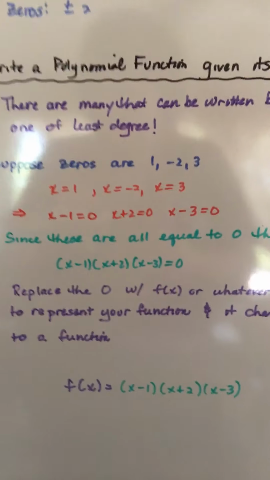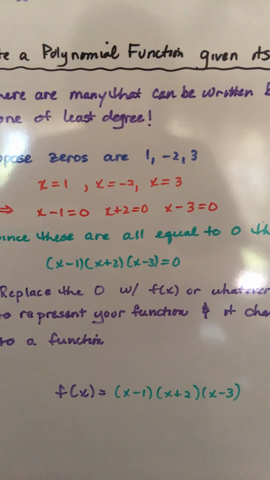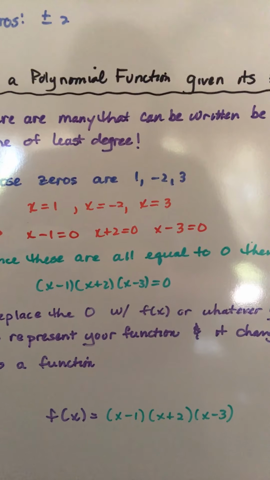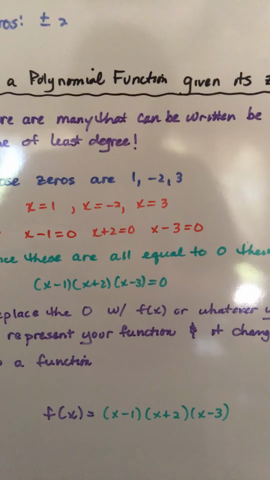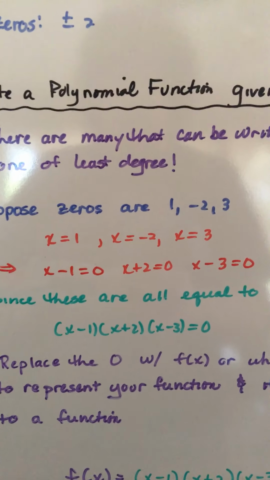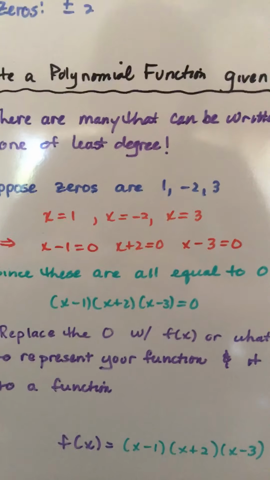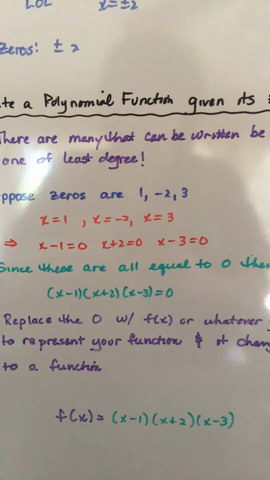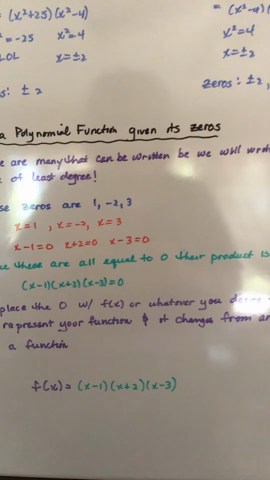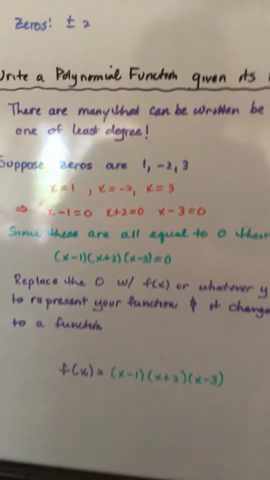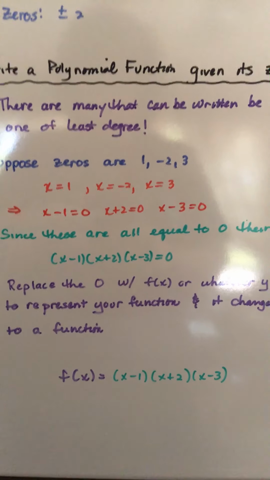And we always do this of least degree unless we're told otherwise. So when I know my zeros are 1, -2, and 3, that means x was 1, x was -2, and x was 3. Undo this step and make it look like a factor. So I do the additive inverse. x minus 1 is 0, x plus 2 is 0, x minus 3 equals 0. Now, since these are all equal to 0, their product will also be equal to 0. So I go ahead and I multiply, and now I have my product equal to 0.